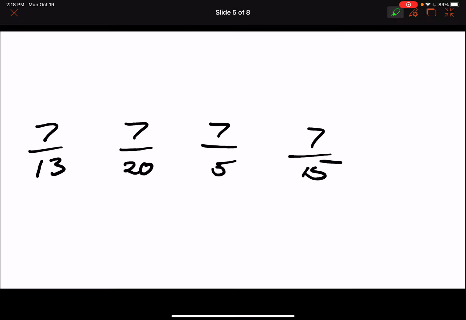All right, so I want you to do this by yourself. So pause the video. Pay very close attention to these numbers. They all have the same numerators.